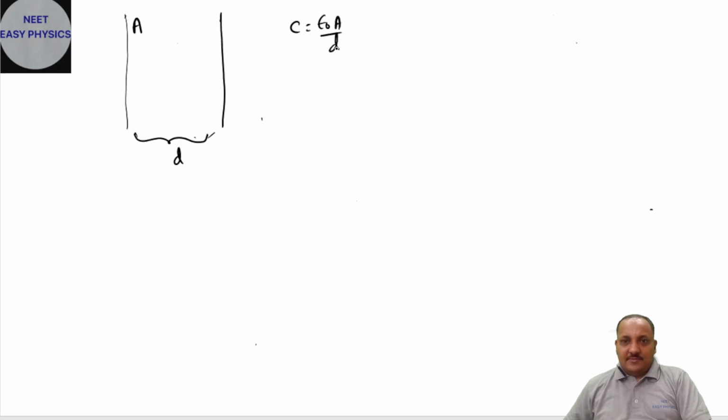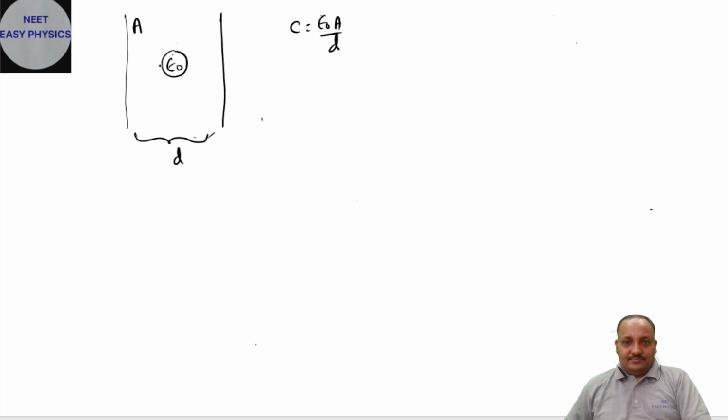So we discussed parallel plate capacitor capacitance. What is the formula for that? A parallel plate capacitor is two metal plates separated by a small distance d. Each plate has area A. What does the capacitance mean? C is equal to epsilon naught A by d. Here epsilon naught is the permittivity of free space.